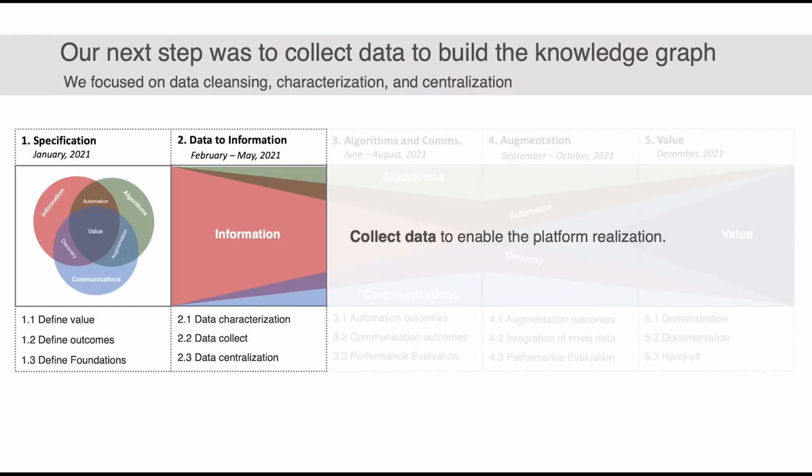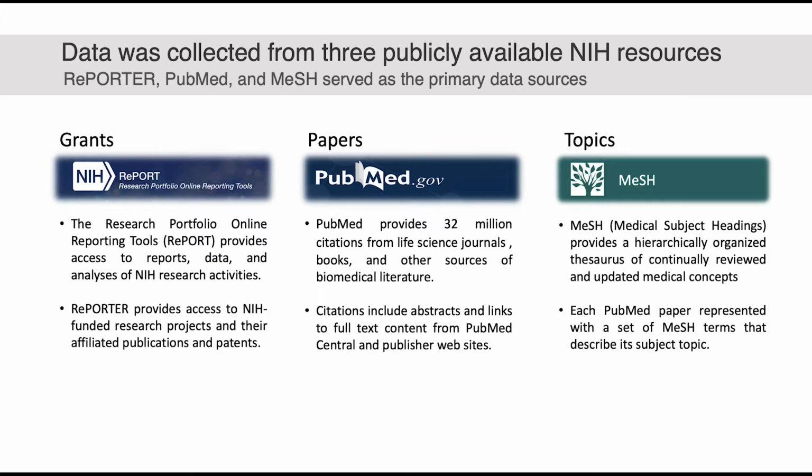That was the goal. Okay, so we understood the goal, right? That was that first step, on the left, the specification phase, we call it. We then moved to the second step, which is the data to information phase. And that focuses on collecting data to enable the platform realization. The place where we got that data from was 3 government resources.